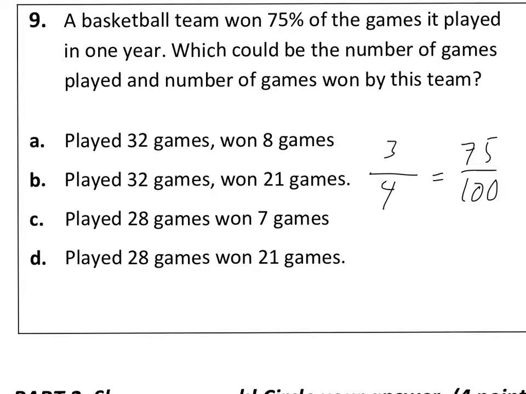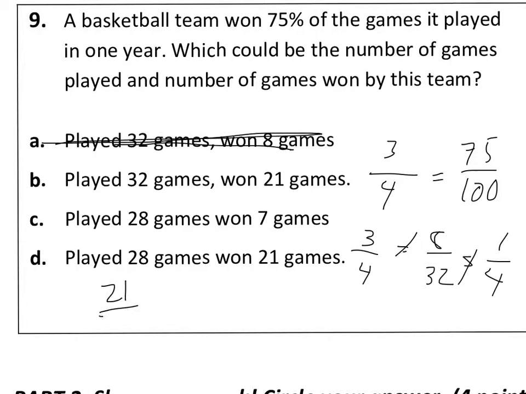I notice that none of these are 3 out of 4 games won, those actual numbers. Now if I look at 8 games out of 32, if I rewrite that as a fraction, I'm looking for something equivalent to 3 over 4. 8 over 32 actually reduces to 1 over 4, and I know that is not equal to 3 over 4, so this can't be it. If I look at 21 over 32, let's see what that reduces into.